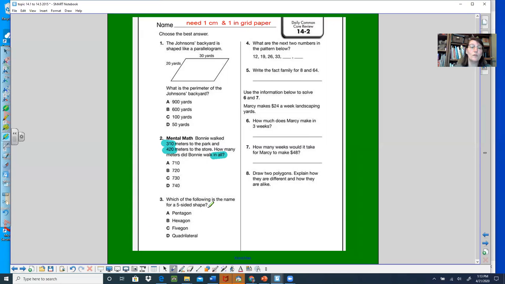Number three, which of the following is the name for a five-sided shape? So you have to decide, is a five-sided shape a pentagon, hexagon, five-gon, or a quadrilateral?